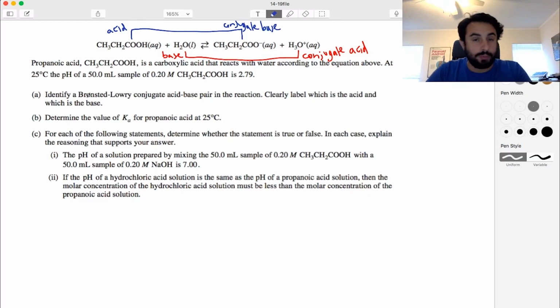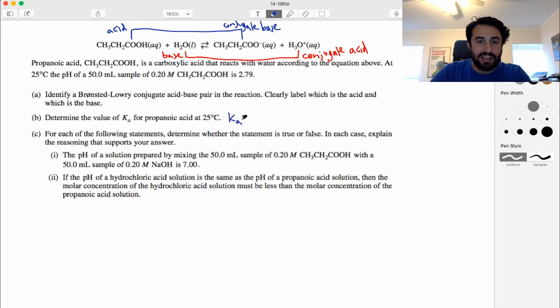So certainly we must be able to do this. We must be able to identify the acid-base pairs, conjugate acid-base pairs, and tell what is acting as an acid, what is acting as a base. So there's part A. Now determine the value of Ka for propanoic acid at 25 degrees Celsius. So what is Ka? We're talking about an equilibrium. This is an acid-base equilibrium, and this is an equilibrium constant for that acid-base equilibrium.